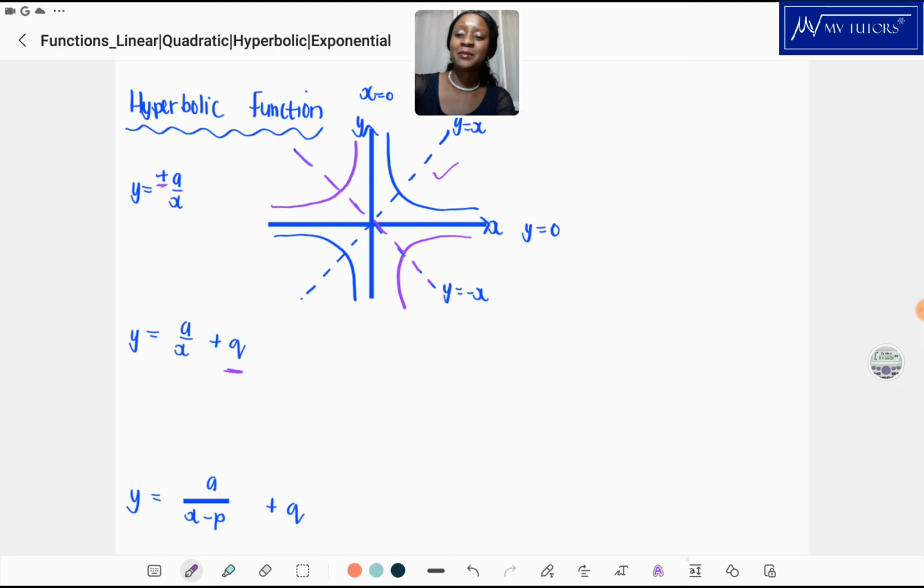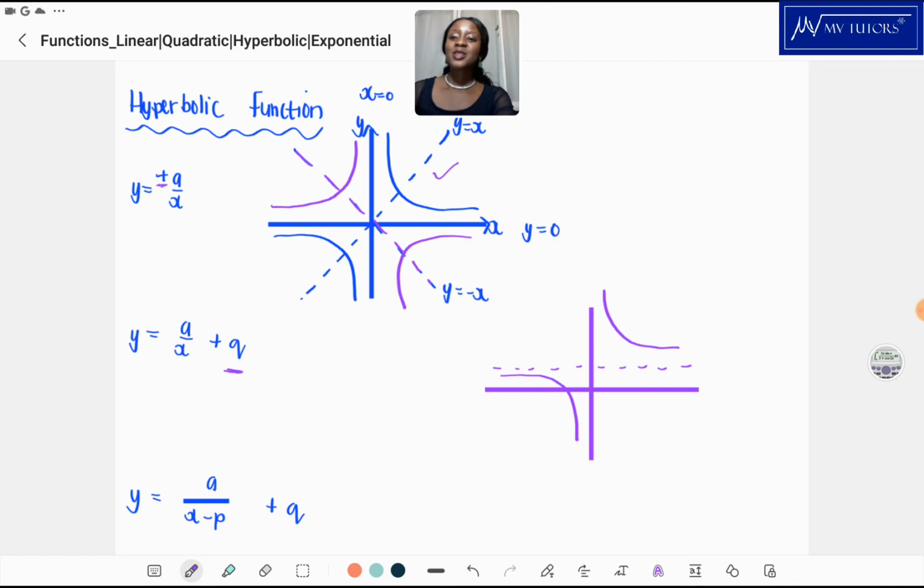Let me just sketch it quick. Let's say you have a positive a, and let's say we shifted 1 unit up. Then my graph is going to be like that and like that. So what has changed? The equation of the asymptote has changed. Now you have y is equal to 1, but you still have x is equal to 0. Those are the two equations of your asymptotes.